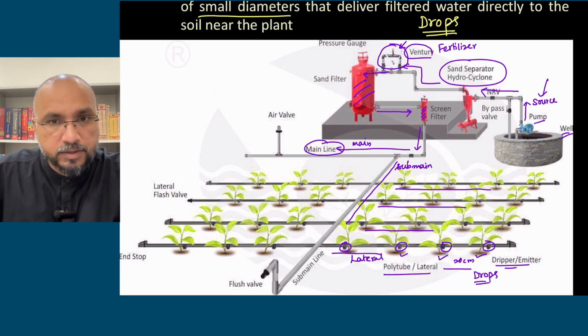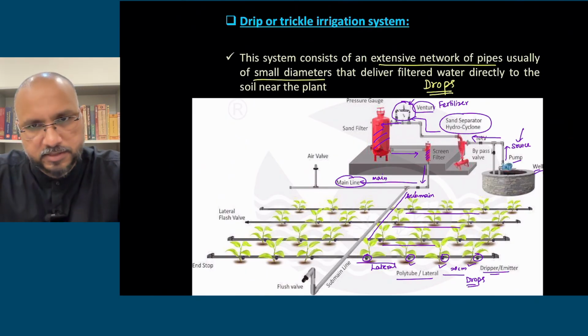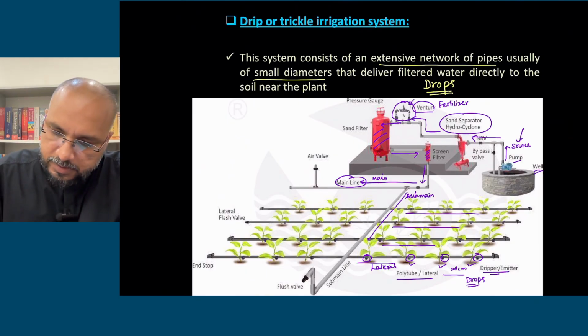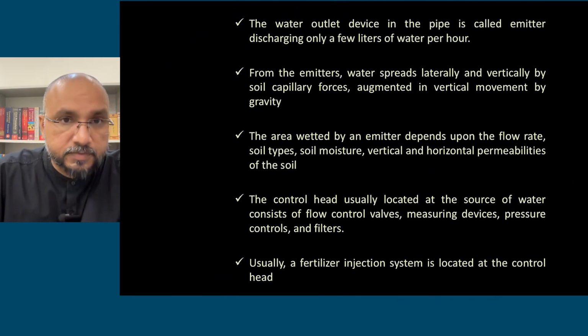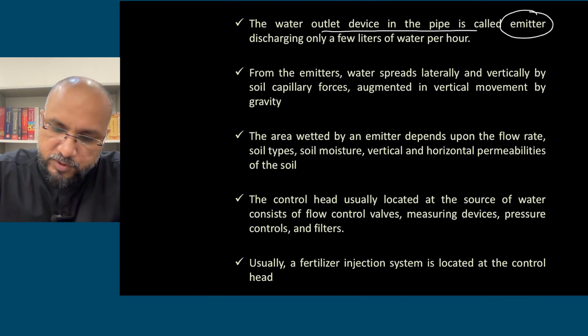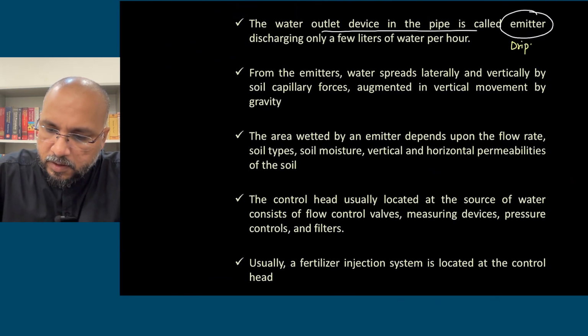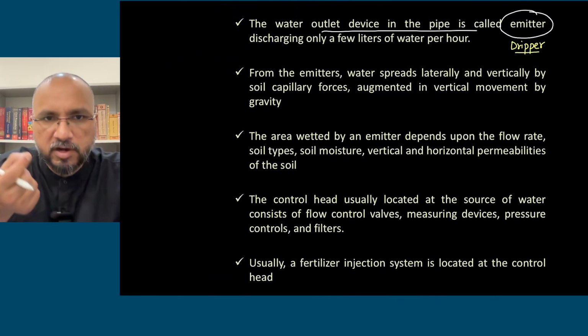Okay, so this is the system. So this is your drip irrigation system. Now let us discuss. The water outlet device in the pipe is called an emitter. The water outlet device, the small opening, is the dripper and emitter, so through this water will come out in the form of drops.